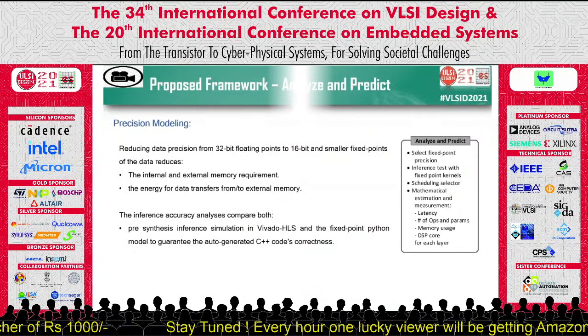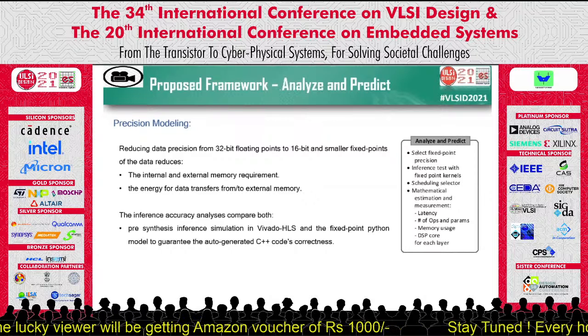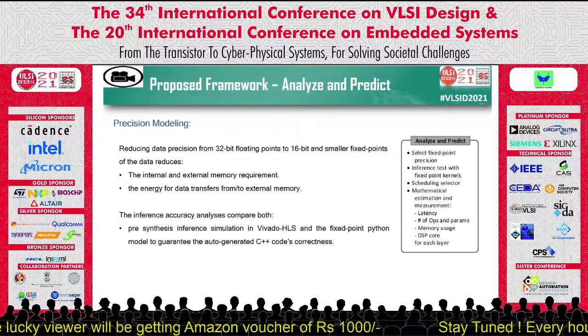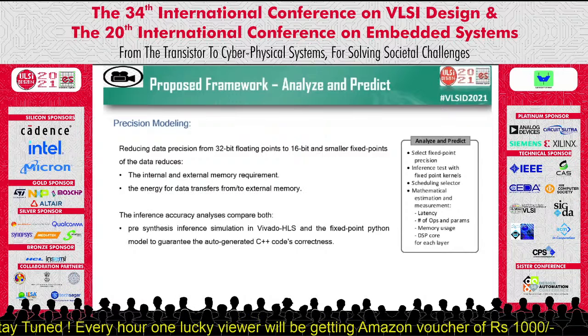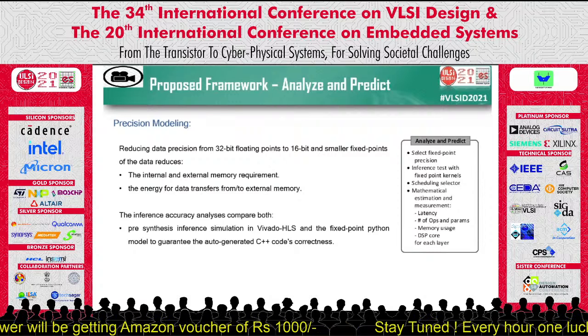Software-based DNN models are trained using 32-bit floating-point data in CPU or GPU processors. While we are in the testing or classification phase, reducing data precision from 32-bit floating points to 16 bits and smaller fixed points reduces the memory requirements as well as the energy for memory transfers.